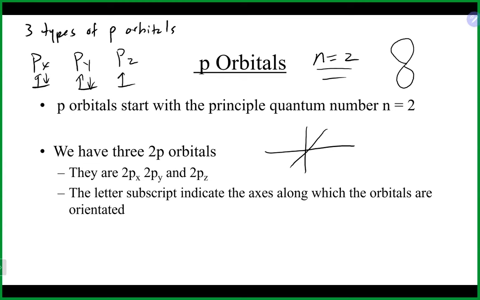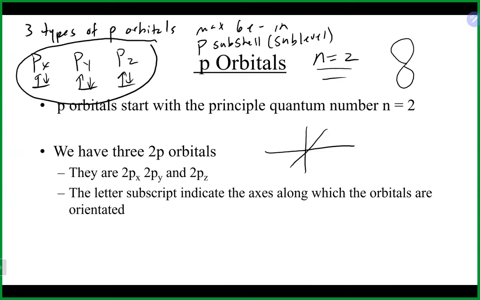which means if you filled up all the p orbitals on an energy level, you can max out with 6 electrons in what is referred to as the p subshell, or some people call it a sublevel. So what is a subshell or sublevel? It is all 3 of the individual p orbitals together on a particular energy level.